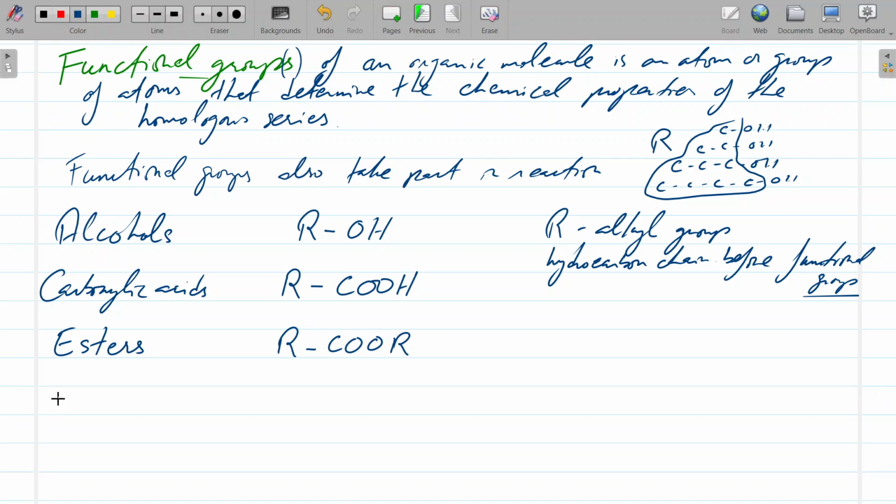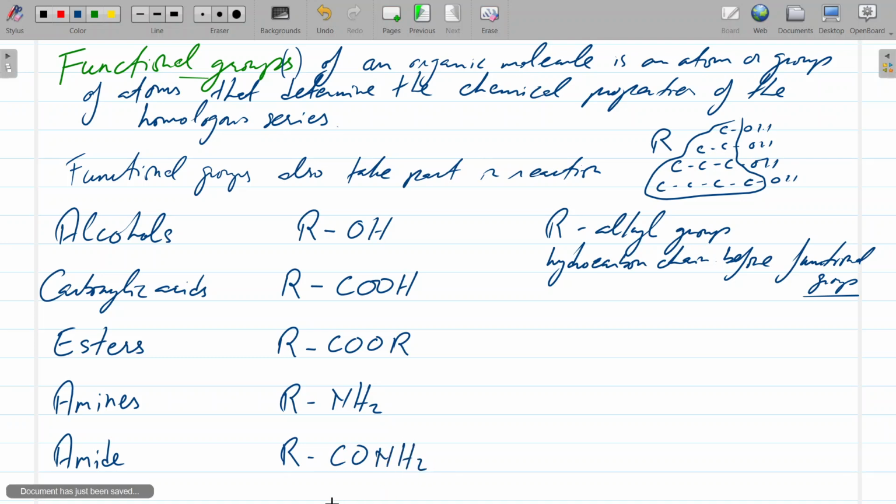Then you've got amines, and this is what they look like: R NH2. So you've got a hydrocarbon chain and NH2 at the end. And then finally you've got amides, which look like R CO NH2.